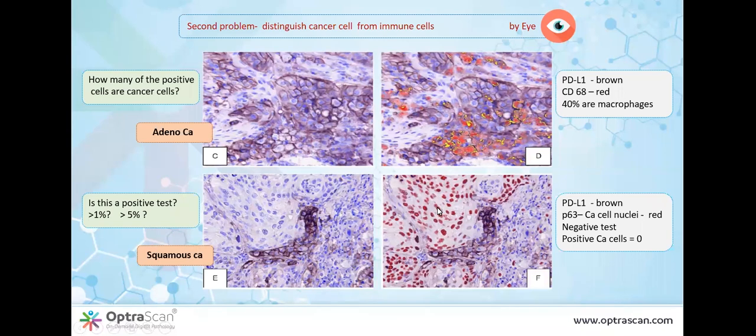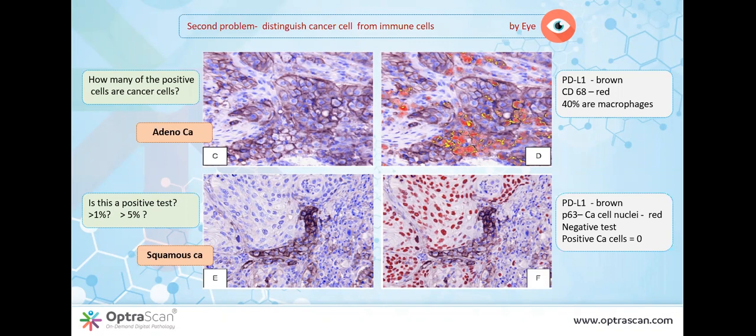Because if we now stain the cancer cell nuclei red, and we can do this because it's a squamous carcinoma, with P63, then the positive PD-L1 cells down here, none of them have a red nucleus. These in fact are all macrophages, and the score in this case is actually 0.